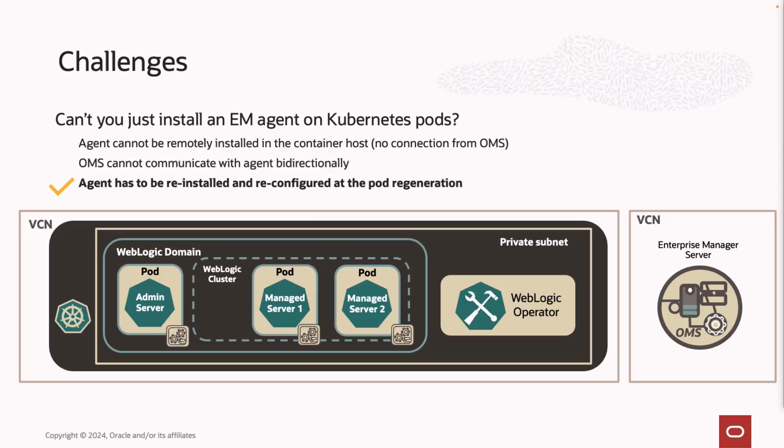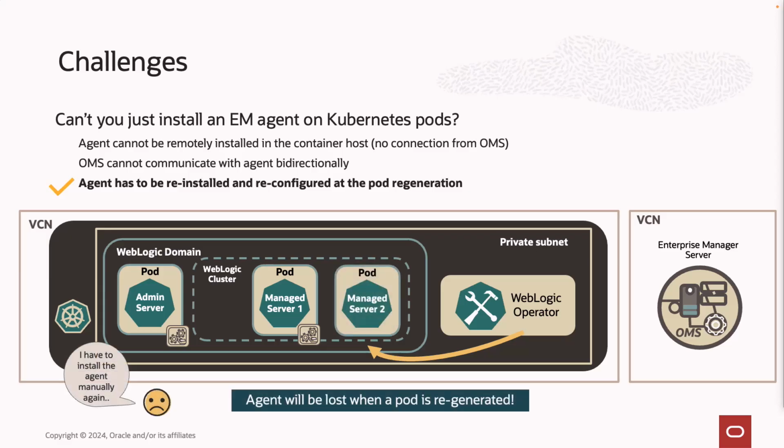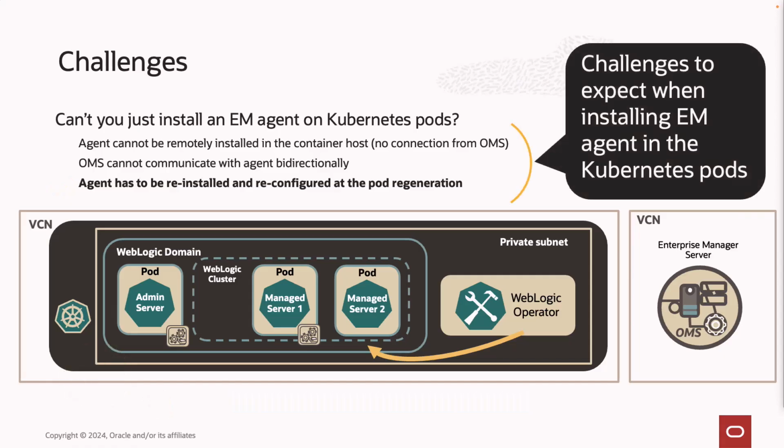Another challenge is the agent lifecycle management. Kubernetes pods are transient in nature, so if a pod fails, the WebLogic operator tries to create a new replica to continue the operation. However, in this case, you will lose the EM agent. So you must go through the agent deployment and the target discovery process manually every time the pods are destroyed and regenerated. So these are some challenges you would expect when installing EM agent into the Kubernetes pods, and that is not likely acceptable, and that is why we need a different approach. Next, we'll talk about the solution.